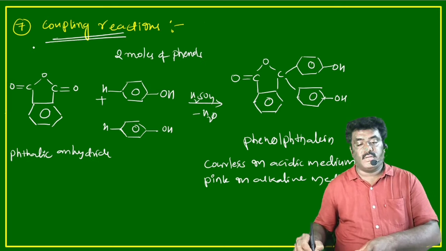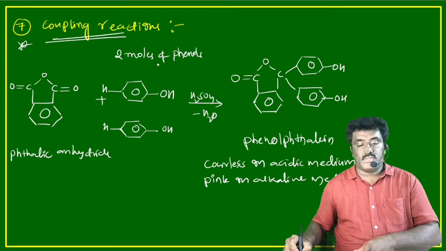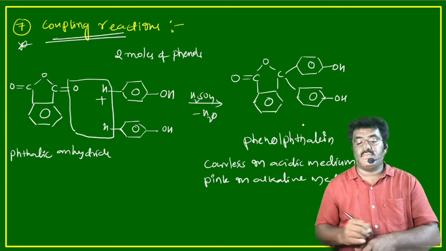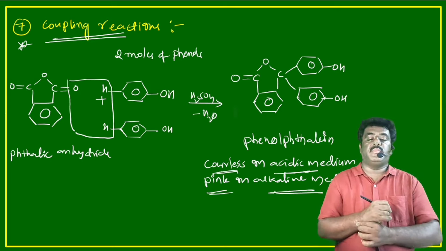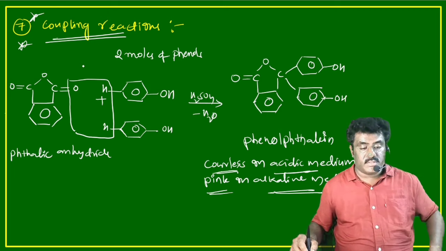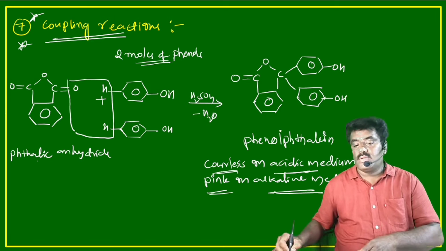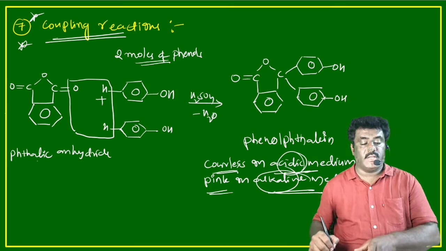Next, coupling reaction. It is important. Phthalic anhydride with 2 moles of phenol, in presence of H2SO4, eliminates water and gives phenolphthalein. Phenolphthalein is colorless in acidic medium and pink in alkaline medium. It is a coupling reaction.